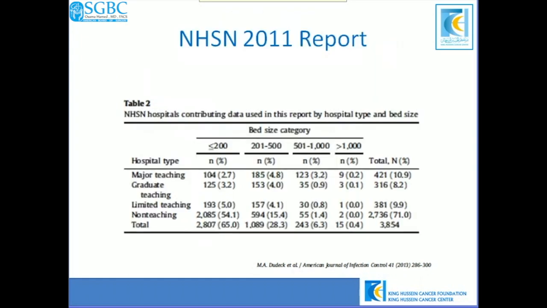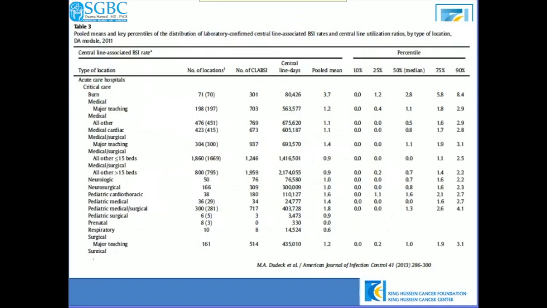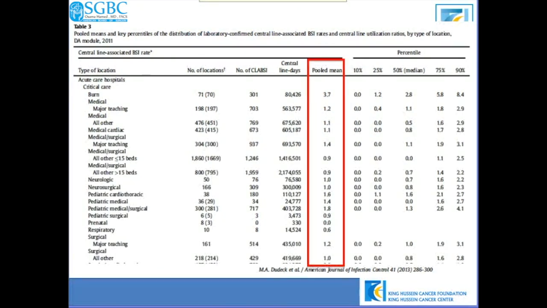Again, different types of hospitals, teaching versus non-teaching. This is their central line, or CLABSI, rate in their ICU and surgical and medical floors. You'll see the highest rate is 3.7 in burn patients. And we all know that burn patients are very unique and very susceptible to central line infection because of the loss of a skin barrier.